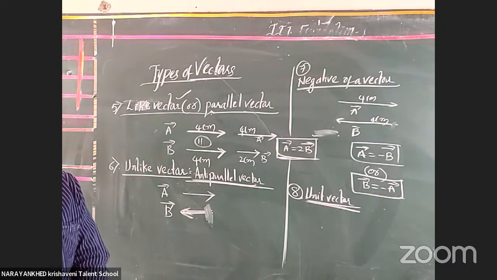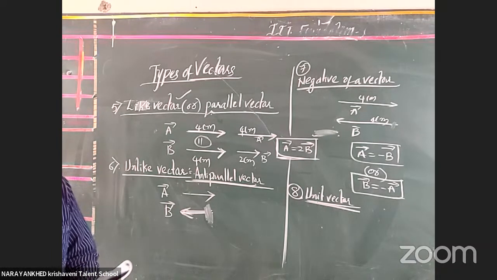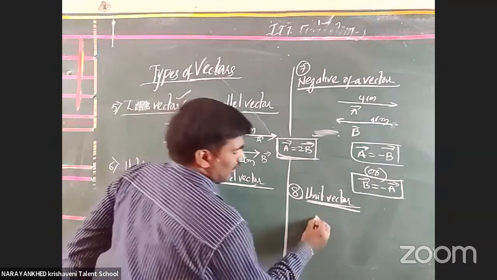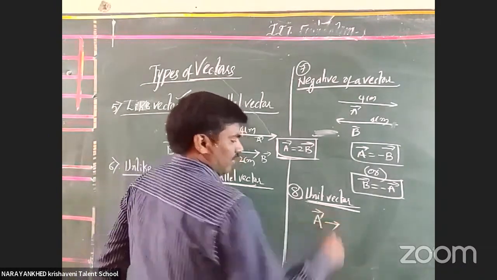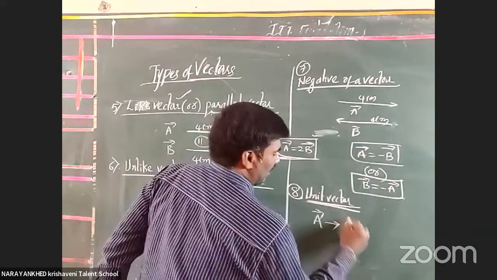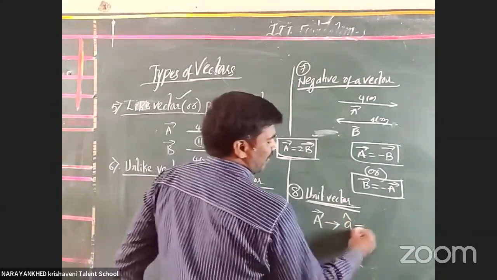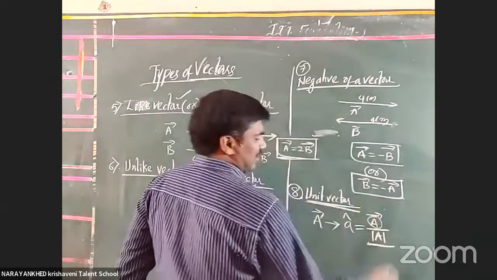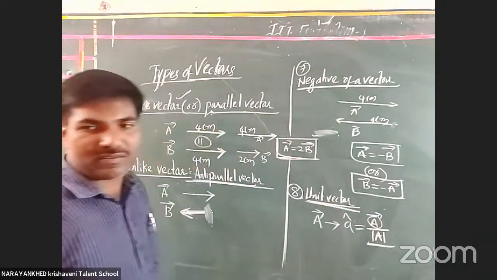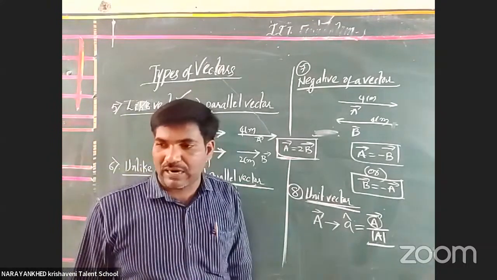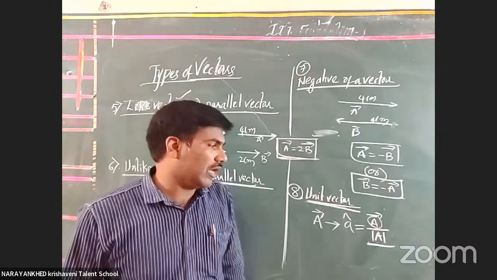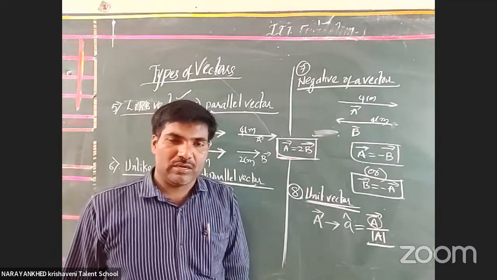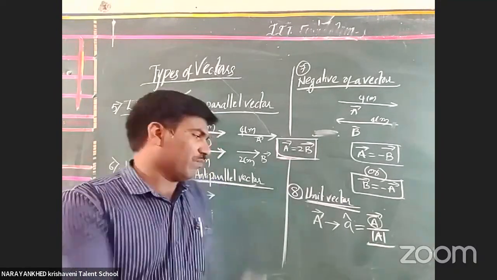A bar is a vector. Its unit vector may be denoted by a cap, read as a cap. Now a bar is one of the vectors, and its unit vector we write as a cap. A cap is equal to a bar by mod a. Here a bar is the vector, and mod a is the scalar, or the magnitude of that vector. That is called a unit vector. Got it or not? I want to give an example for the unit vector. Yes, please note down up to here.